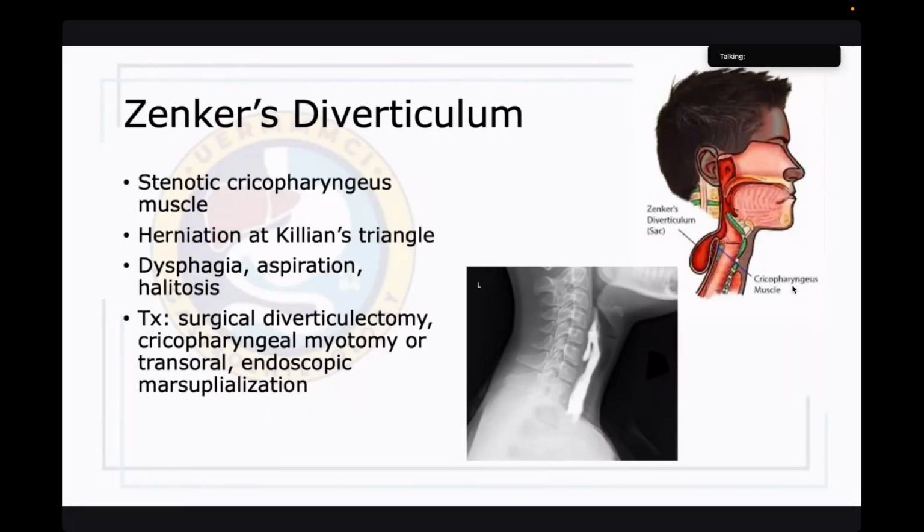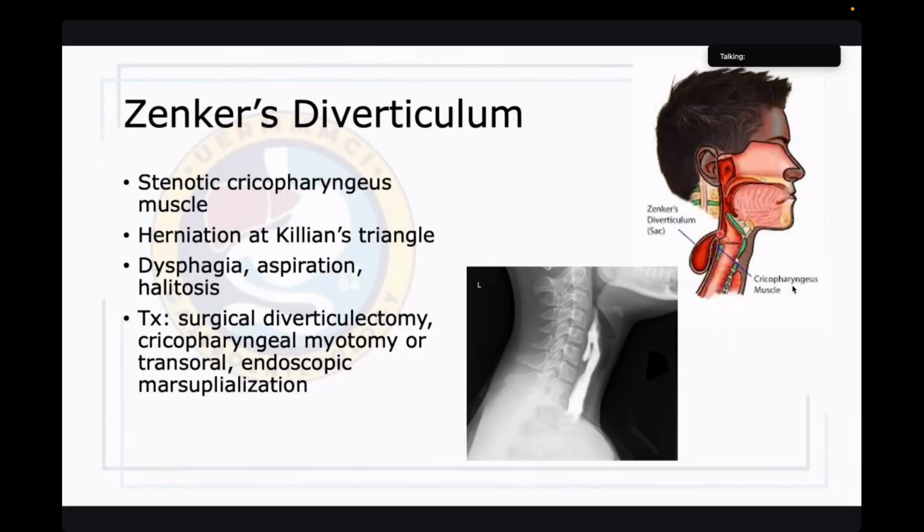Zenker's diverticulum develops in the hypopharynx. So again, this is in the upper esophagus. It occurs in the setting of a stenotic cricopharyngeus muscle, and the exact location is an area of natural weakness that is just proximal to the cricopharyngeus. So this is known as the Killian's triangle. As you can see here, it is the area just above the cricopharyngeus muscle. You have here your Zenker's diverticulum.